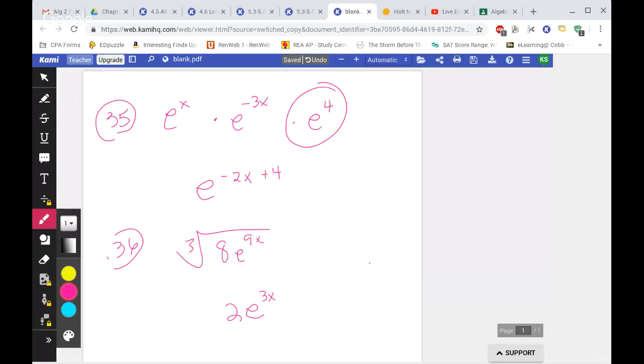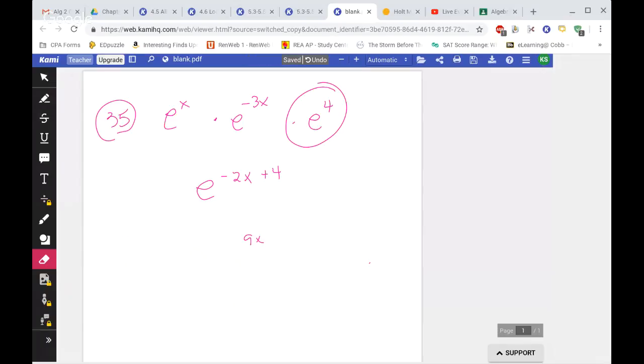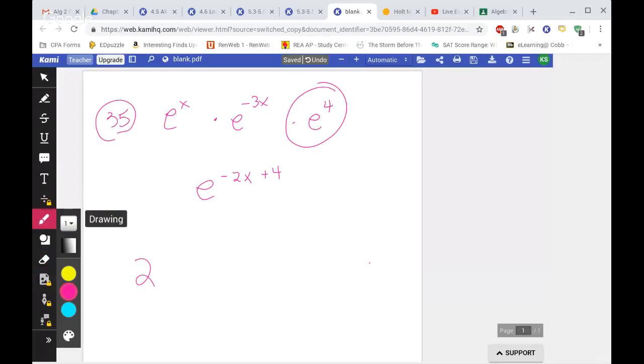Okay, the next section says to evaluate. All right. Let me, once again, I'm trying to go to my phone so I can kind of see it. All right. It says it's 2e to the negative 0.3.